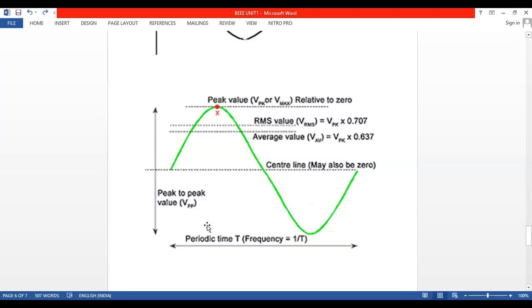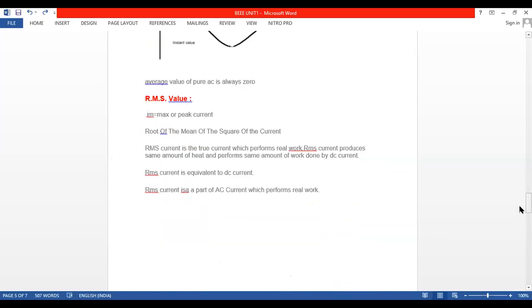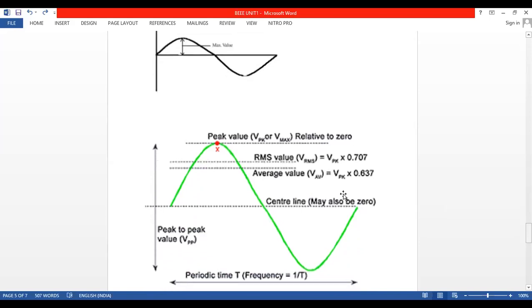Now we have taken what is the time period. Here it is the periodic time. Time period is the time taken to complete one cycle. One cycle is a combination of positive half and negative half. Now we move to the frequency. Frequency is the number of cycles passing per second. Number of cycles per second. Yes, very good.